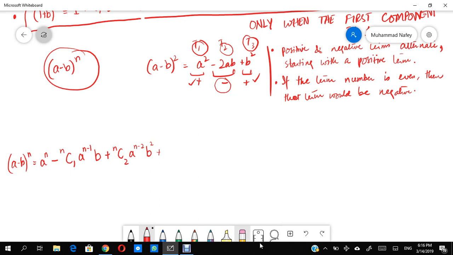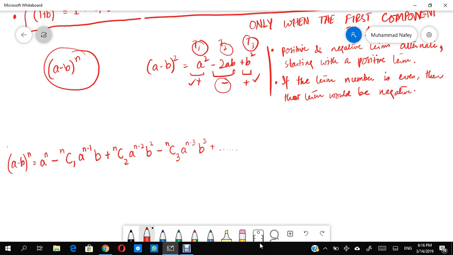Now we are on the fourth term, no? And we know that even terms are negative, so we have a negative sign here, minus nC3 a to the power of n take away 3 b to the power of 3, and so on and so forth, because we don't know what n is. So I won't write the ending terms, because depending on whether n is an odd number or an even number, obviously the ending terms would show some difference.